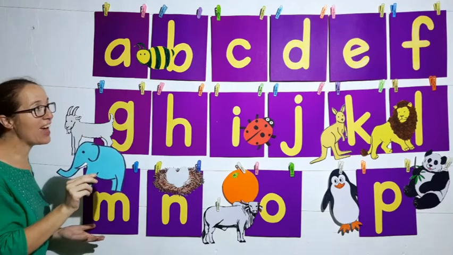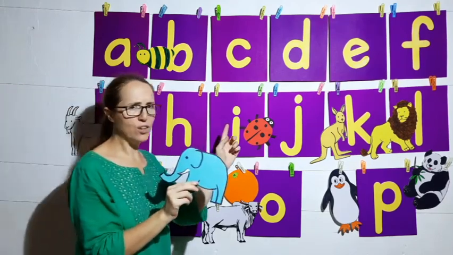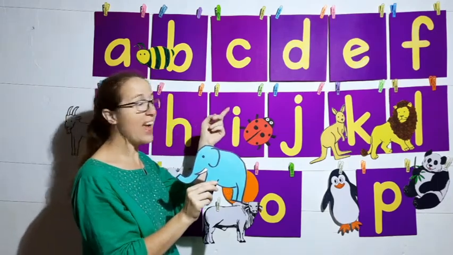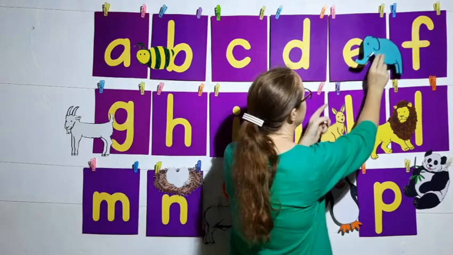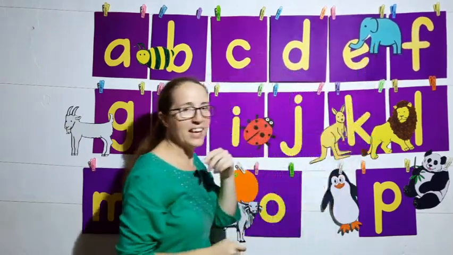Which letter makes the E sound? F. No. E. Elephant. E for elephant.